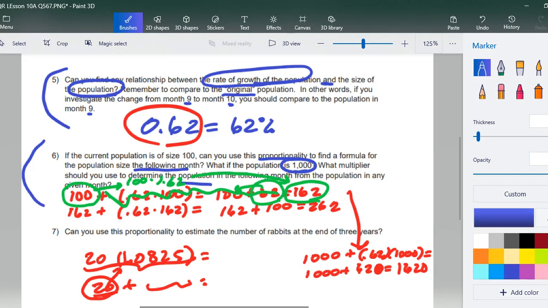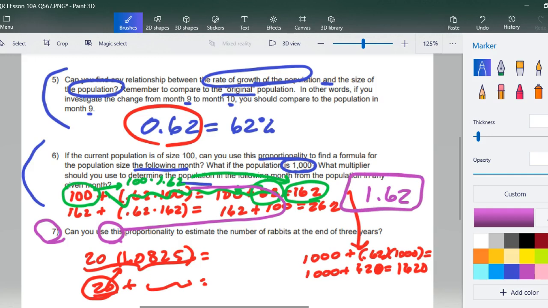And that leads us on into question 7. Did I answer all of that? I think I did. So on question number 7, can you use this proportionality, this, where did it go? Where's my 1.62? I lost my 1.62. So I'll just say, can I use this proportionality to estimate the number of rabbits at the end of 3 years? And remember just a while ago that we came up with the amount of rabbits at the end of 2 years, and we can keep using the proportionality, and let's go ahead and play with it in a spreadsheet.